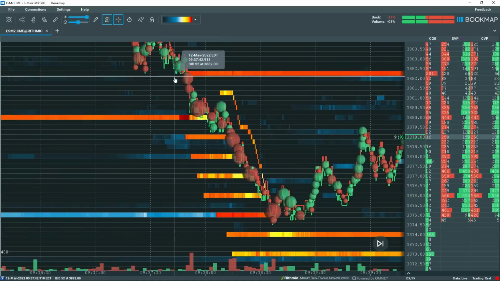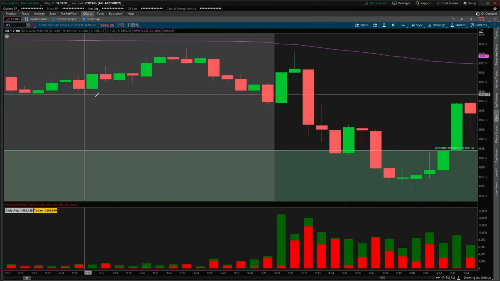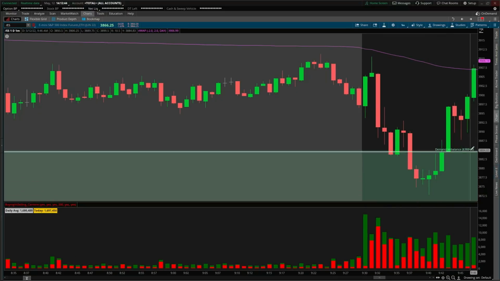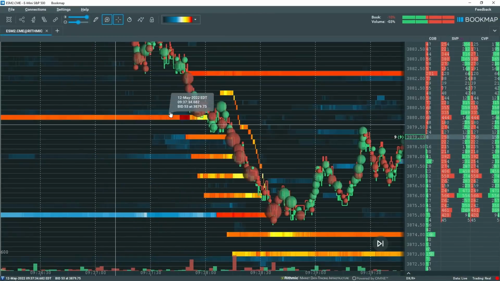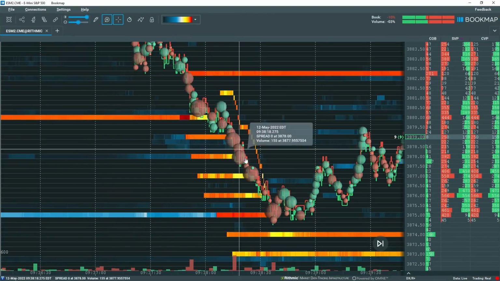So as the market is selling off here, I want to show you what it looks like on the chart. Keep in mind, this is where context is very important. As the S&P 500 was selling off, we had this demand zone at 3884. This is what it looks like on Bookmap. This is 9:37 Eastern. We continuously start to sell off.